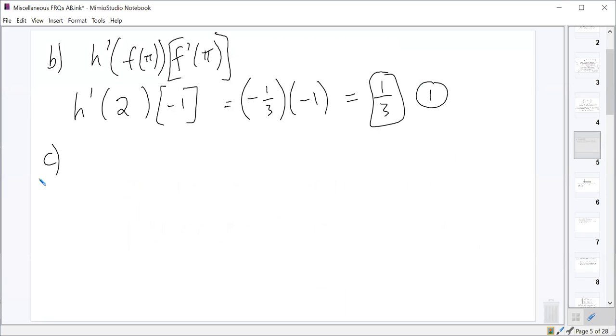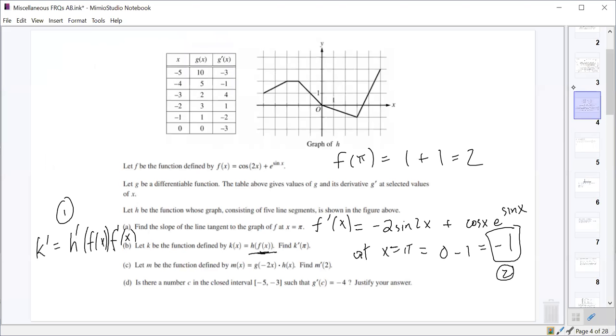Any questions there on part B? People at home in the Zoom, any questions on part B? People here are good? Y'all are good? I think we're good. You think you're good? Okay, good. Part C, oh, another new function, m. M is g of -2x times h of x. So let's write that down.